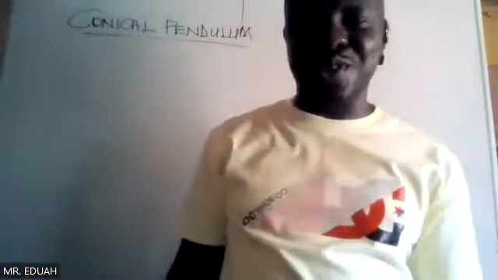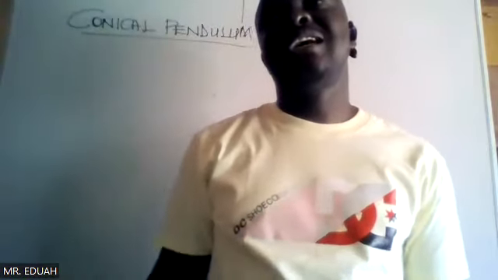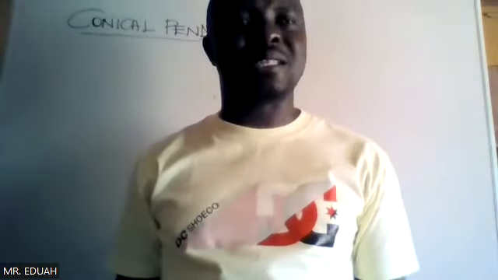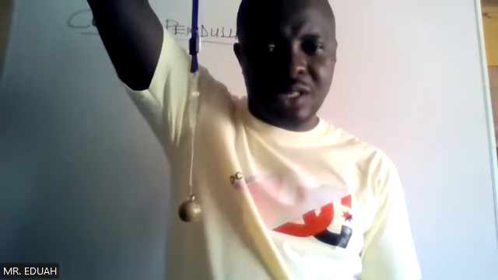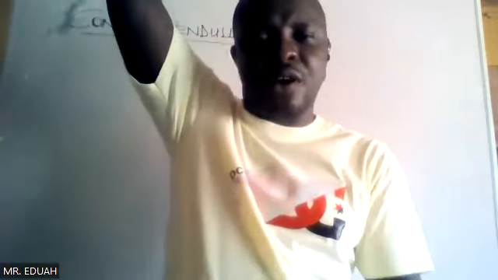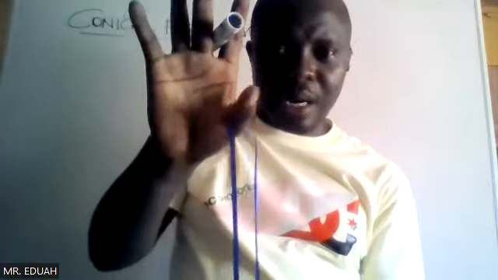You see, when you are describing it, you are always looking at the string, the mass, and then the retort stand. The retort stand is just to give it a support so that this thing oscillates around the support. Here, my hand is a support. So my hand functions as the retort stand.